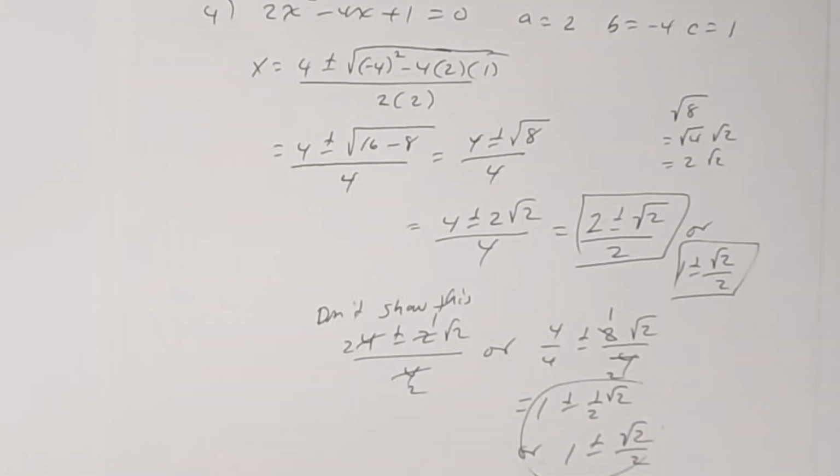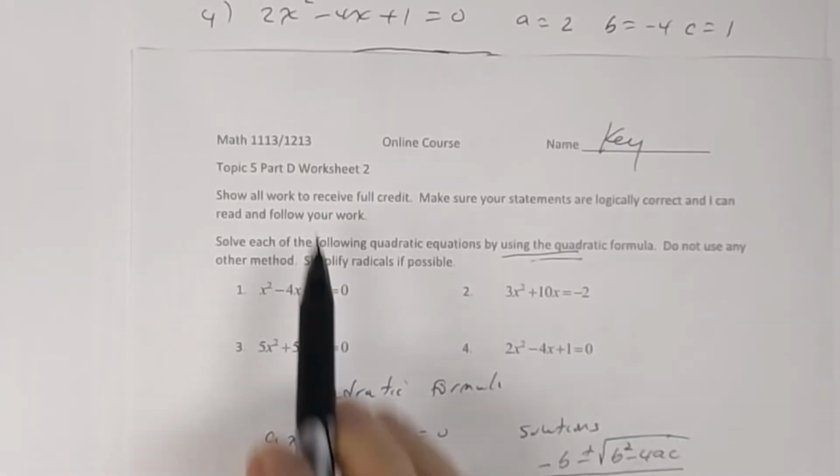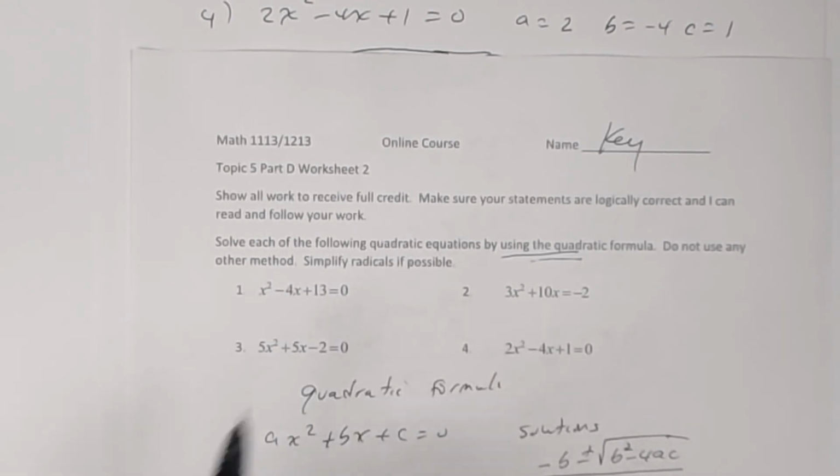Okay? All right, so that is the key to the worksheet on Topic 5, Part D, and this was worksheet number 2.